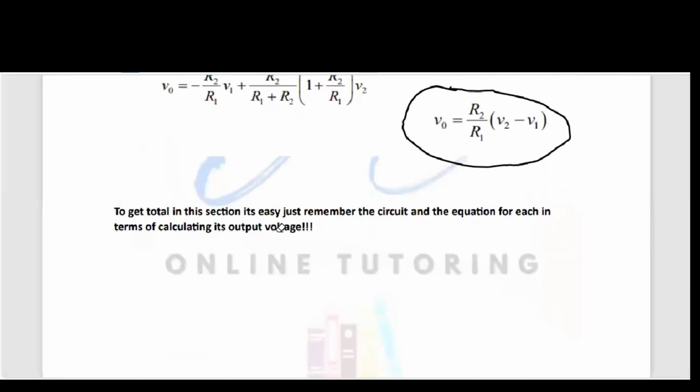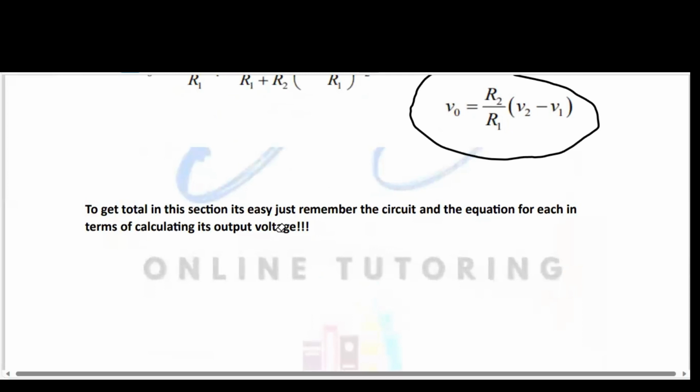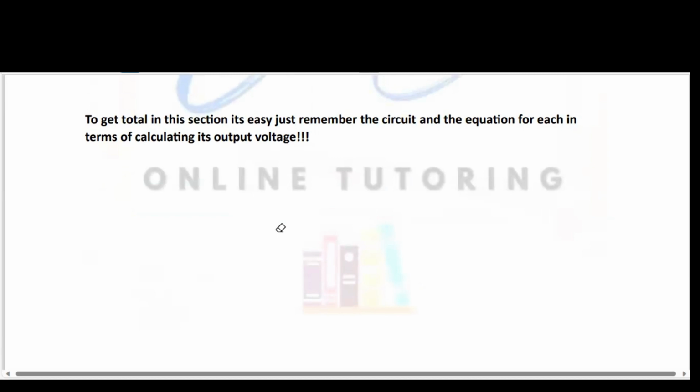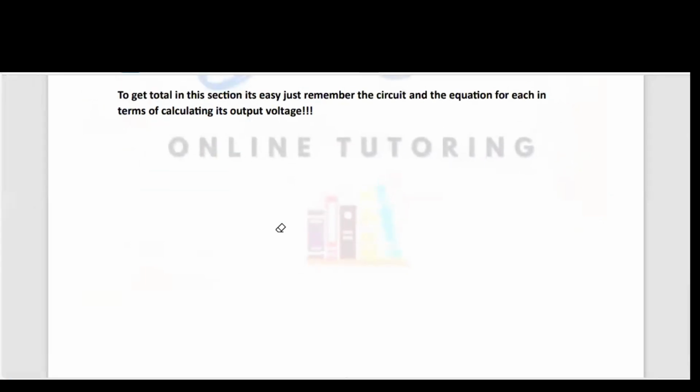So as I said before, to get total in this section, it's easy. You just have to remember the circuit and the equation for each, in terms of the V out and the V in. Once you know that, take out some scrap paper and write down the types: integrator, differentiator, unity gain buffer, inverting, non-inverting, the summing. I think we have one more. Once you write it down over and over and you know it by the back of your hand, you could fly through that section and get total in it.